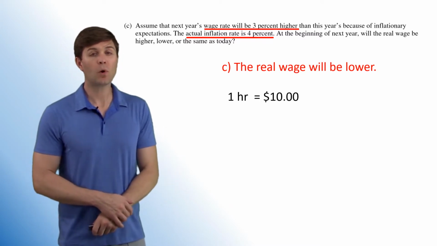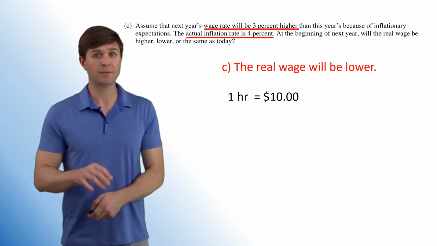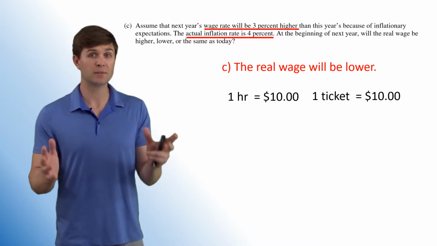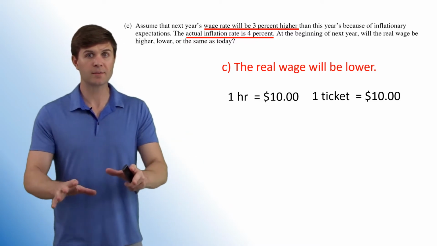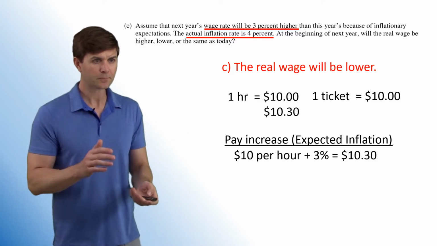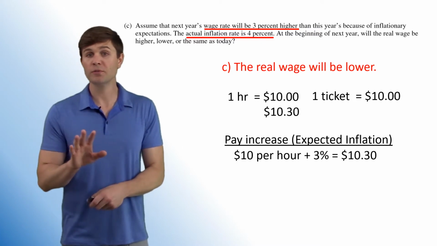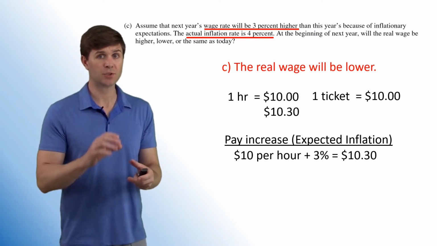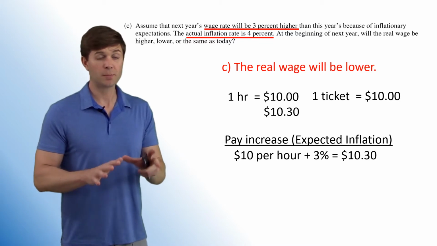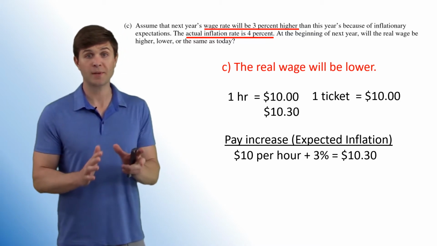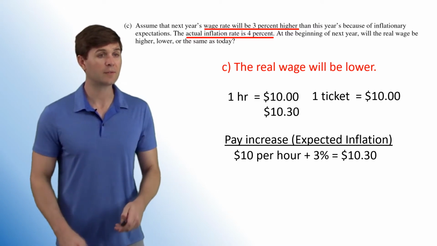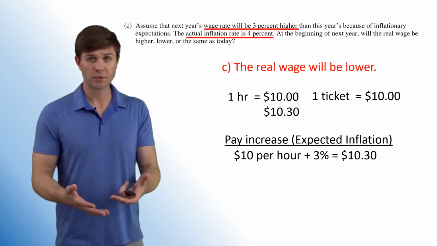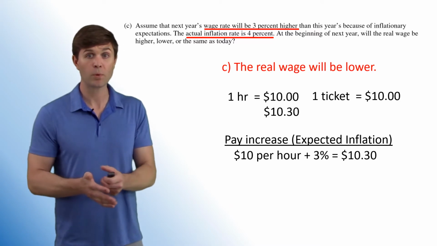a little bit. So imagine that in 1 hour you make $10, and the price of a movie ticket is $10 as well. You work 1 hour, you can get 1 movie ticket. That's the value of your 1 hour working. So they increase your pay based on the expected inflation, 3%. So next year, beginning of next year, your hourly wage is going to be $10.30. All right, you work 1 hour, you get $10.30. However, real inflation, actual inflation, ends up being 4%.